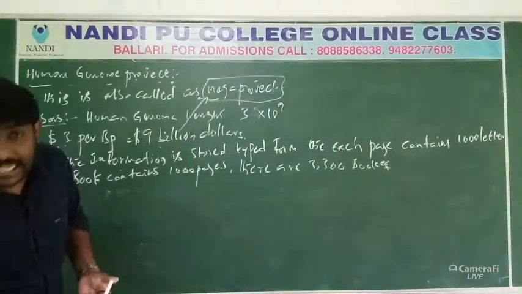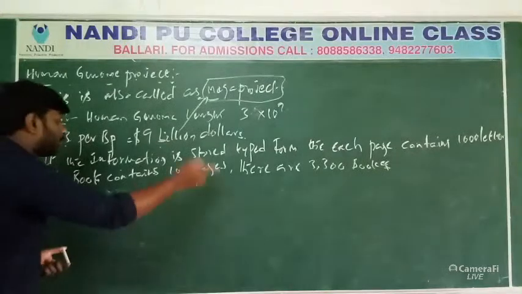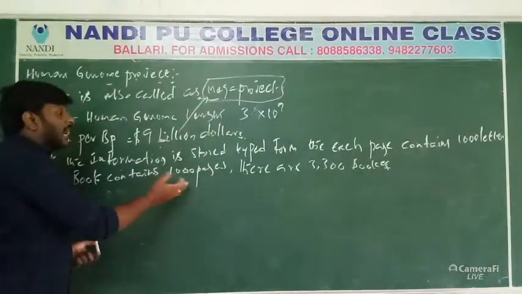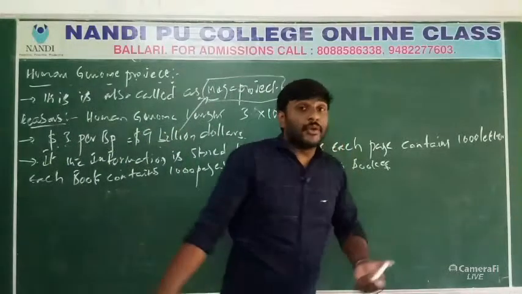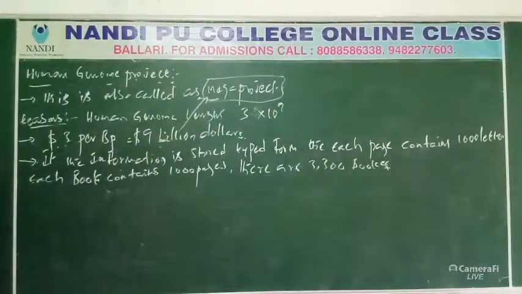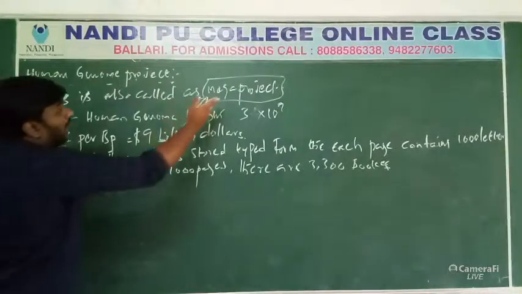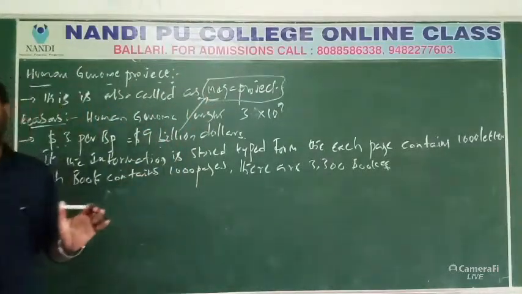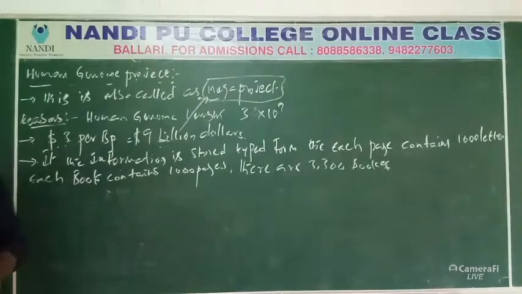So how many books are required here? 3300. Again, each book contains how many pages? 1000 pages. And each page contains how many letters, children? 1000 letters. So that's why we can say, based on the storage of information also, it is a very big project or huge project. So that's why there is a need of new branches to store the databases of this human genome. Database is nothing but information only. So that's why scientists developed new computational devices to store the information of human genome.